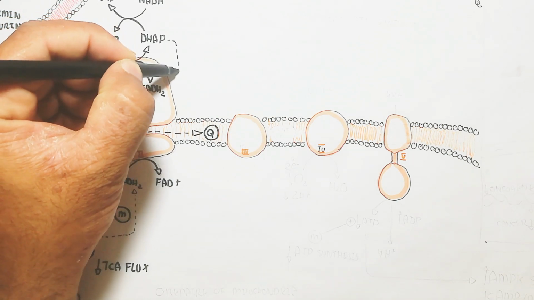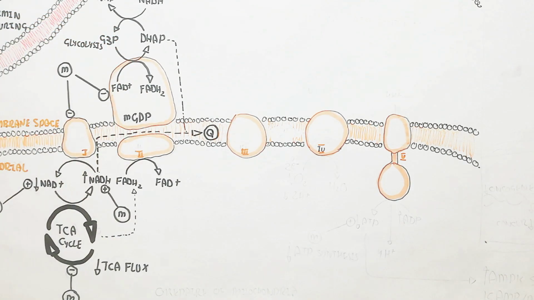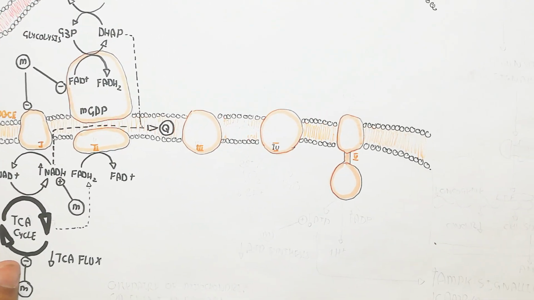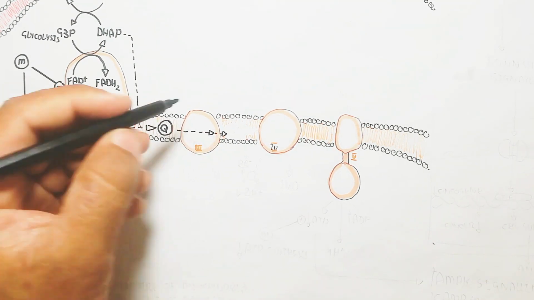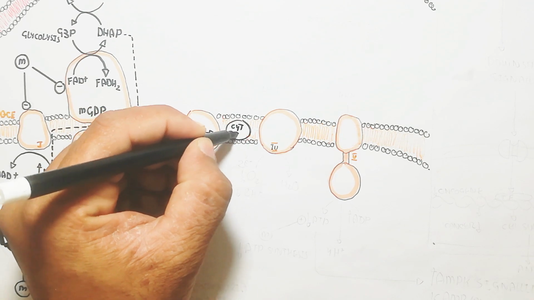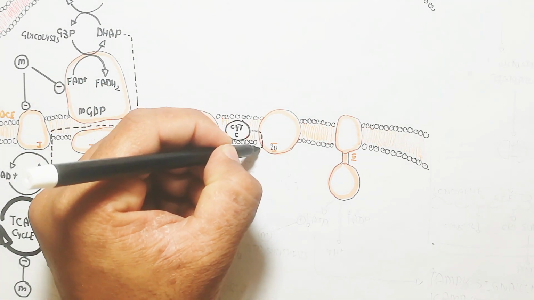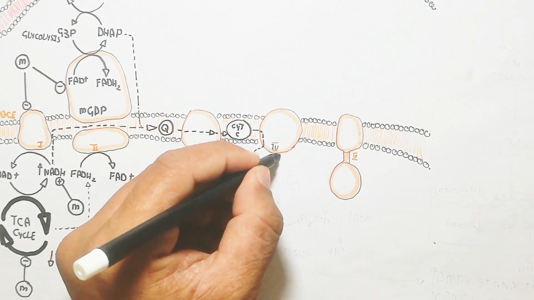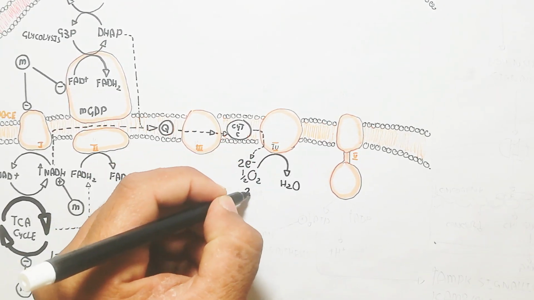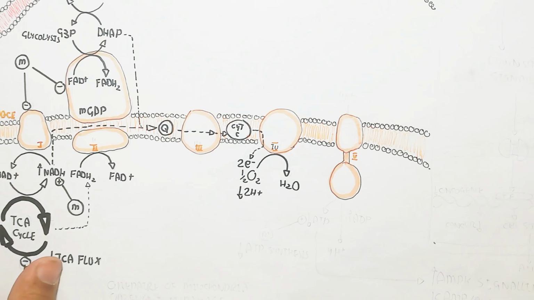And in this way, DHAP will also donate the electron for the further electron transport chain, and the electron will flow through the quinone and ubiquinone, and complex 3 will accept this electron to pump out the proton from the inner mitochondrial matrix to the outer mitochondrial matrix.